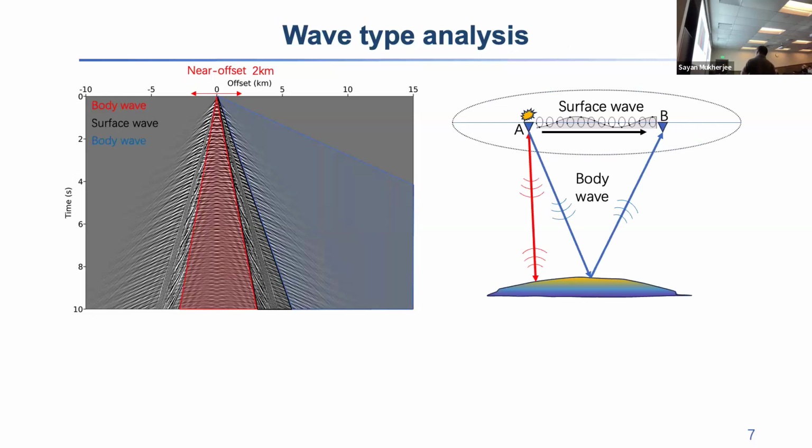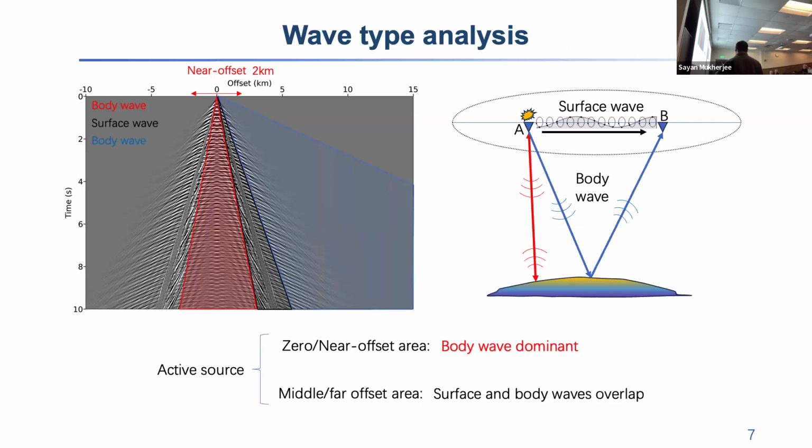While the surface wave propagates horizontally. And due to the two different propagation directions, the body wave and the surface wave will not overlap in this near offset area. So this area is body wave dominant. While for the middle or the farther offset, they may overlap and be challenging to separate from each other. Well, this is for the active source.